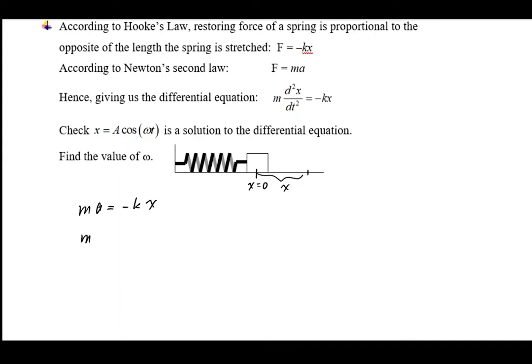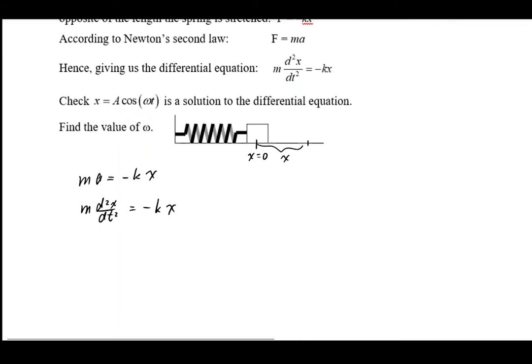So what we have is m times the second derivative of x is equal to negative kx, dividing both sides by m.